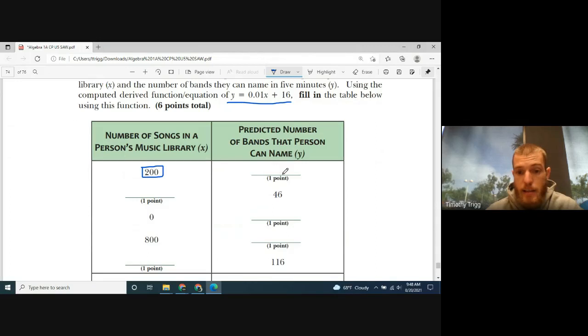So to find this answer here, you'd do y equals 0.01 times x, which in our case is 200 for this first example, plus 16. So what we do first, and so this would be y equals, so we do 0.01 times 200. Okay, well that's what, 2?